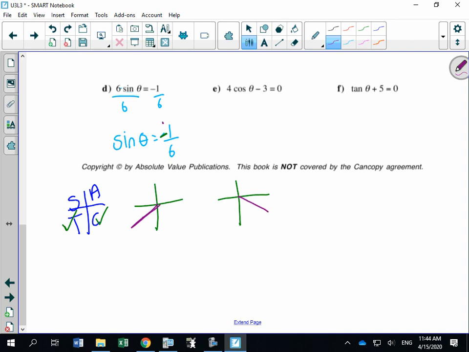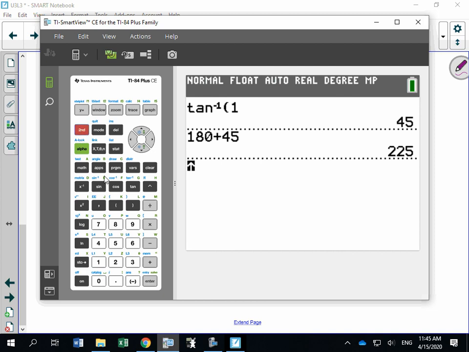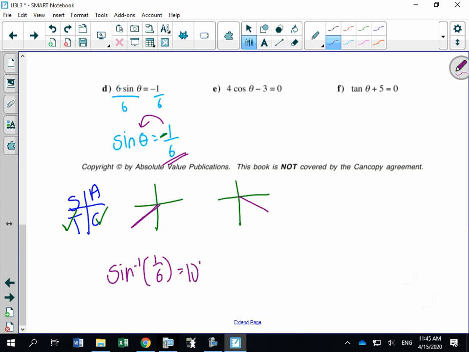We need to get what the reference angle is. So you need to calculate the inverse sine of the positive value of this, which is 1 over 6. Second function sine of 1 divided by 6 gives me a reference angle of 10 degrees, it looks like. Let me make sure I'm doing this right. Yep, reference angle is 10 degrees. Theta r is equal to 10 degrees. Do they want this to the nearest degree? Yeah, to the nearest degree.